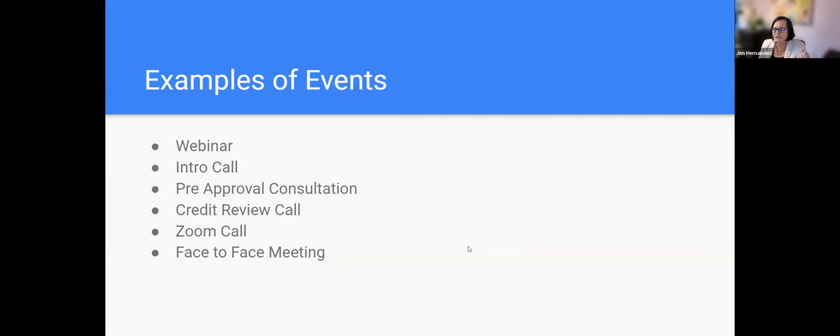I use it for intro calls with clients. I use it for the pre-approval consultation. Now, depending on what business you're in, you'll just translate it to whatever that means for you, your client presentation. And by the way, for the pre-approval consultation, they get 3 options that you can set up in Calendly. They can do it as a call, they can do it as a Zoom, or they can do it as an in-person, in-office appointment.